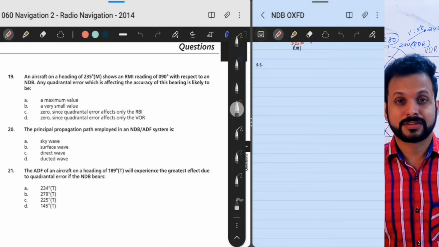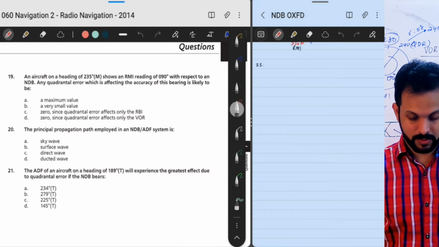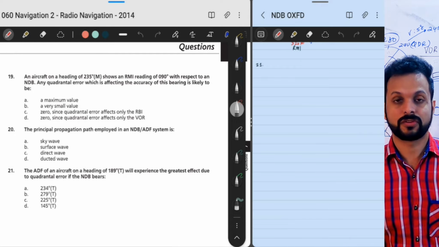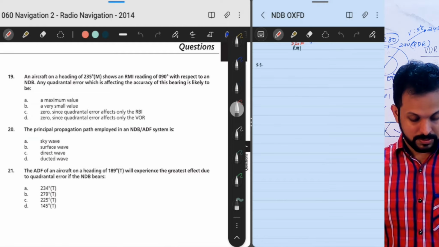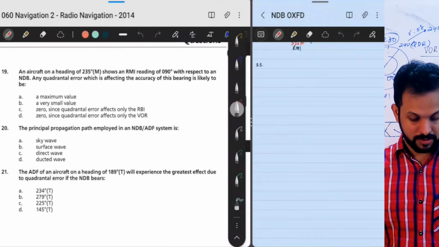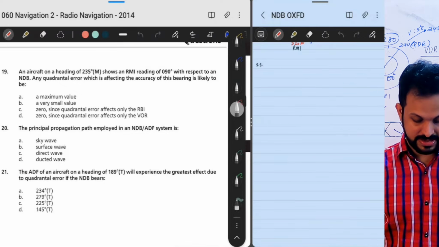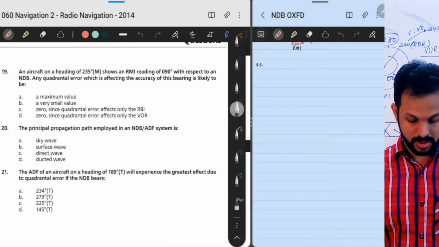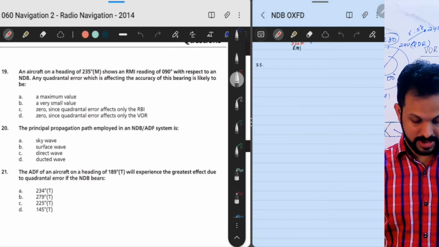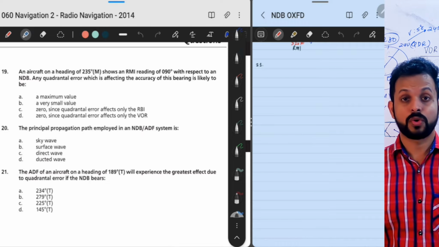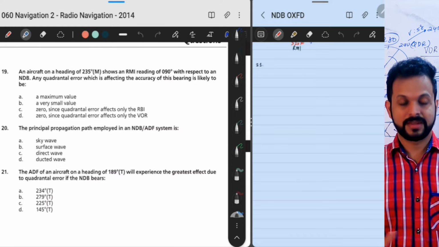All right, so the next question we are dealing with is question number 21. We are still on the Oxford series of non-directional beacon. Let's look at question number 21. The ADF of an aircraft on a heading of 189 degrees true will experience the greatest effect due to quadrantal error if the NDB bears.